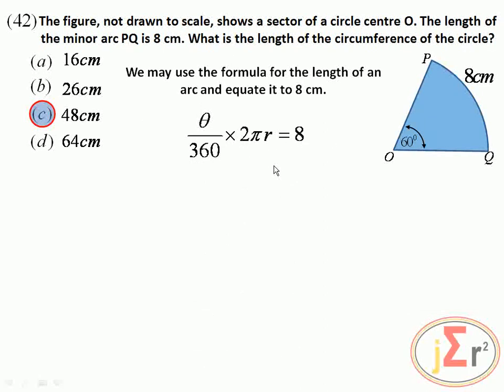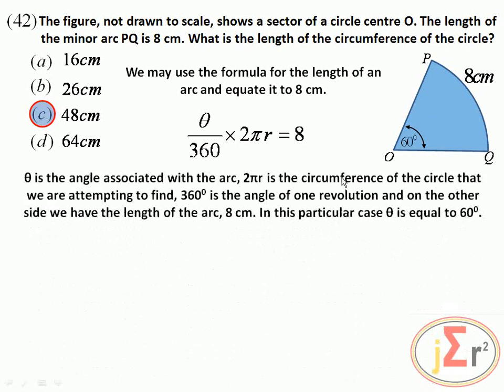But we have some more information. Theta is the angle associated with the arc. 2 pi r is the circumference of the circle that we are attempting to find. 360 degrees is the angle of one revolution, and on the other side we have the length of the arc, which is 8 centimeters. In this particular case, theta is equal to 60 degrees. So replace theta with 60 degrees and everything else remains the same.